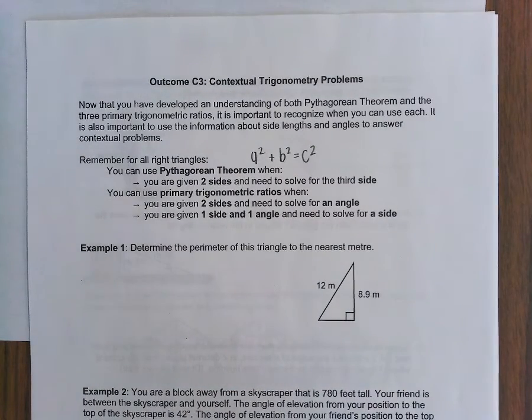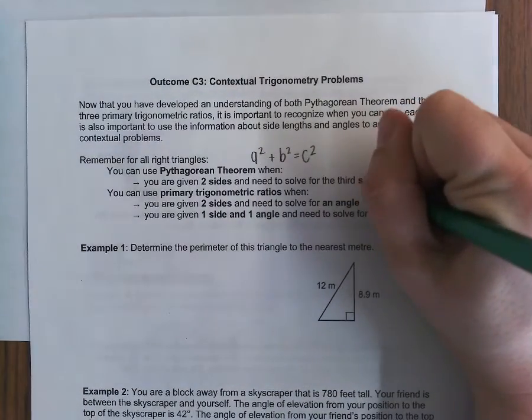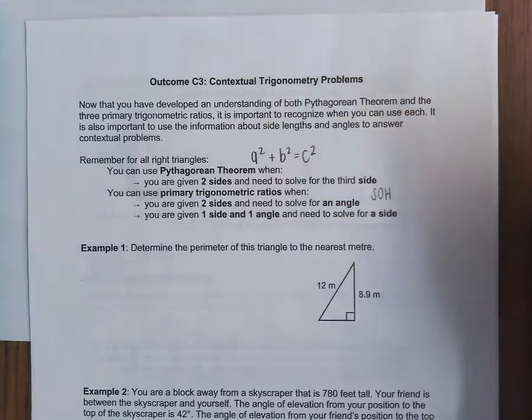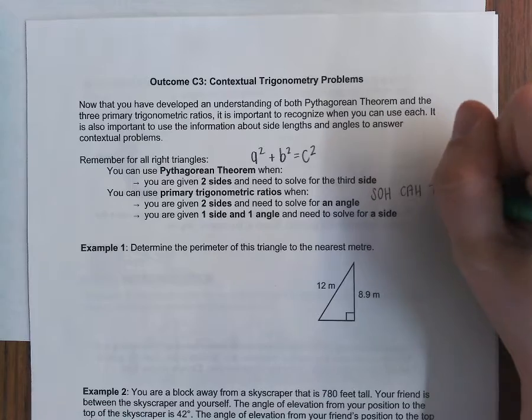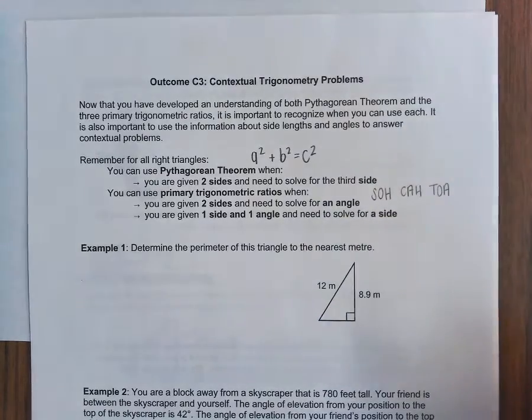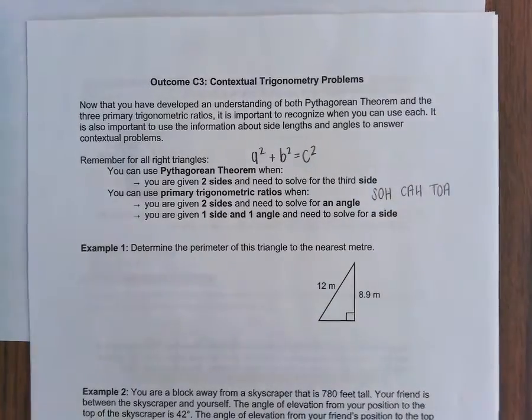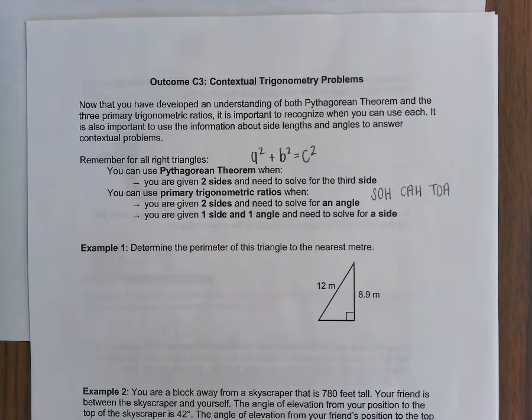If you were given two sides and you need an angle, or you're given one side and one angle and need to solve for a side, then you're going to use primary trig ratios. So remember, that's sine equals opposite over hypotenuse, cos is adjacent over hypotenuse, and tan is opposite over adjacent, so SOHCAHTOA. So depending on what information you're given and what information you're asked to find, you are going to use either Pythagorean or primary trig ratios.